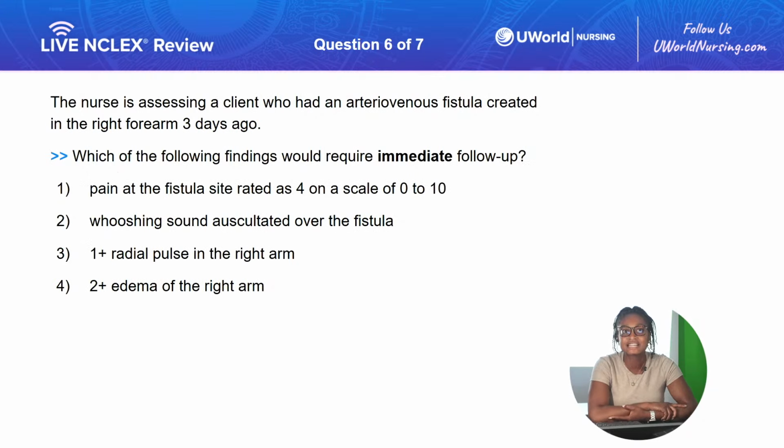The nurse is assessing a client who had an arteriovenous fistula created in the right forearm 3 days ago. Which of the following findings would require immediate follow-up? Option 1, pain at the fistula site rated as a 4 on a scale of 0 to 10. Option 2, whooshing sound auscultated over the fistula. Option 3, 1+ radial pulse in the right arm. And option 4, 2+ edema of the right arm. Let me know what you guys think in the chat.